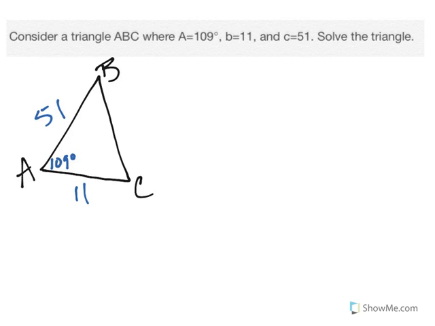So this is a little bit different than the triangle that we solved in the last video, because in the last one we had one side but two angles. Here we have two sides and one angle. So instead of the law of sines, we're going to use the law of cosines.